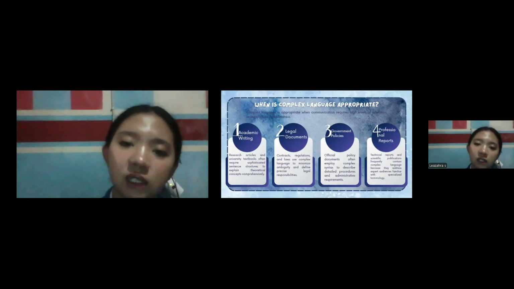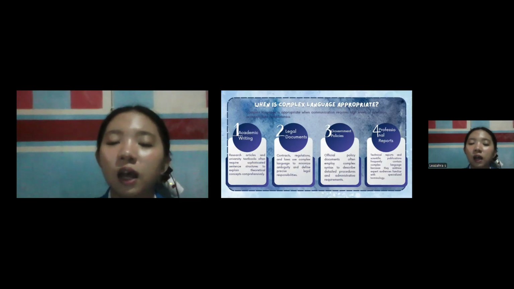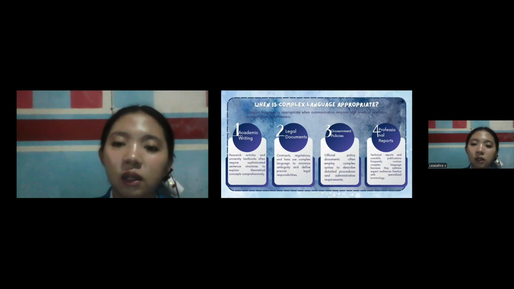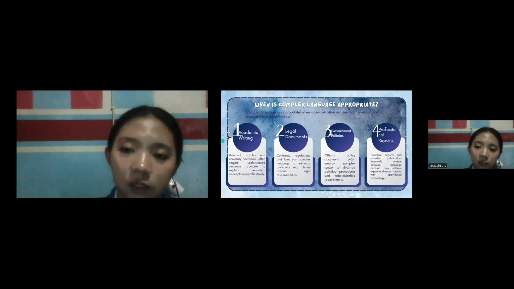Three, government policies. Official policy documents often employ complex syntax to describe detailed procedures. And four, professional reports. Technical reports and scientific publications frequently contain complex language because they address expert audiences familiar with specialized terminology.